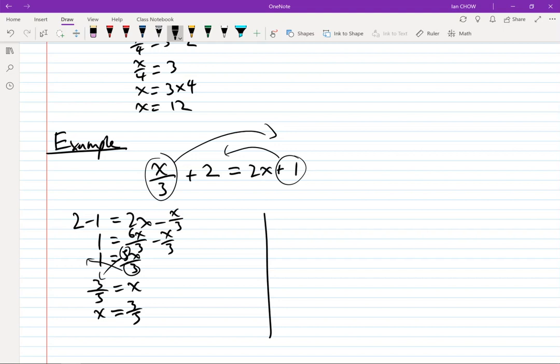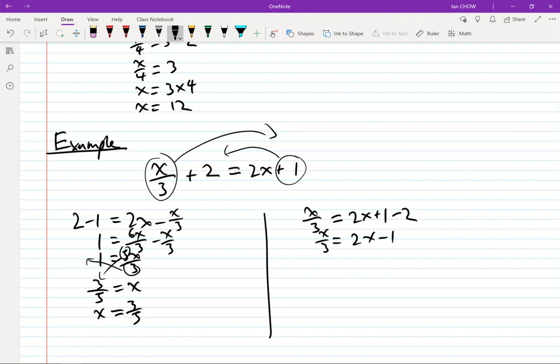Now, there is another way of doing this. Now, the other way is what I'm going to do is I'm going to move the 2 to the other side first. So for here, I'm going to have x over 3 is equal to 2x plus 1 minus 2. Now I'm going to combine the plus 1 and the minus 2 first. So let's do x over 3 is equal to 2x minus 1. So 1 minus 2 will be minus 1.